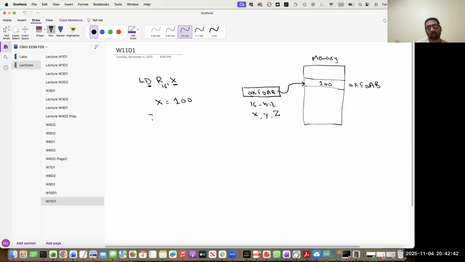And similarly, you can have store indirect. For example, let's say after this instruction, I simply increment R16. So R16 will now become 101. And after that, if I say store indirect in X, R16, now this value will be overwritten and it will become 101. Okay. So this was register indirect addressing mode, right?